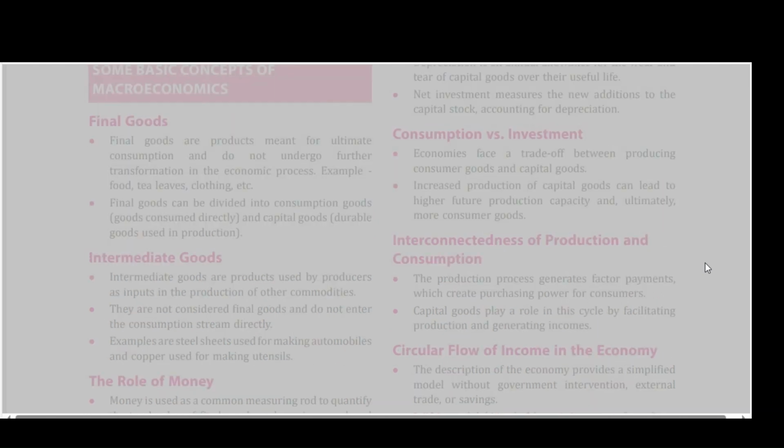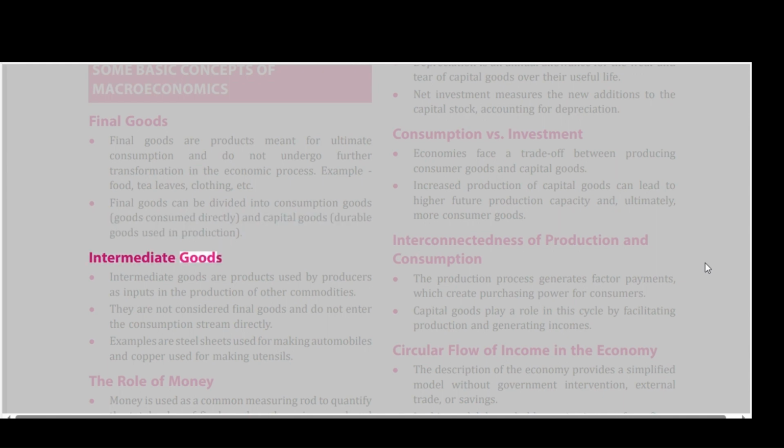Some basic concepts of macroeconomics. Final goods. Final goods are products meant for ultimate consumption and do not undergo further transformation in the economic process. Example, food, tea leaves, clothing, etc. Final goods can be divided into consumption goods, goods consumed directly, and capital goods, durable goods used in production.